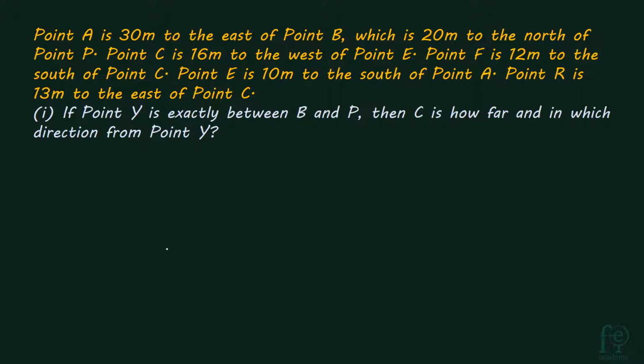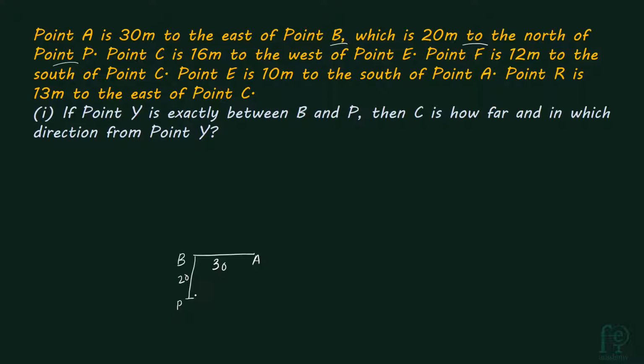Point A is 30 meter to the east of point B. So point B will come here and point A will be 30 meter to the east of point B, which is 20 meter to the north of point P, which means point B will be 20 meter to the north of point P. So point P should come here somewhere, in the south direction.